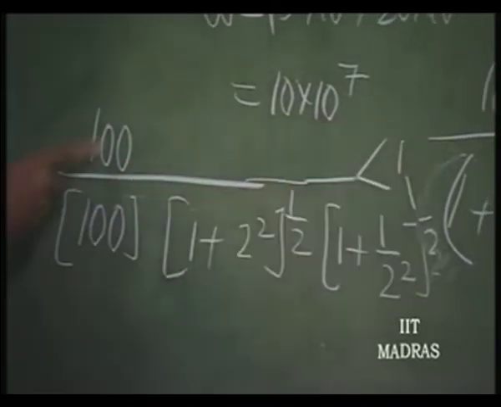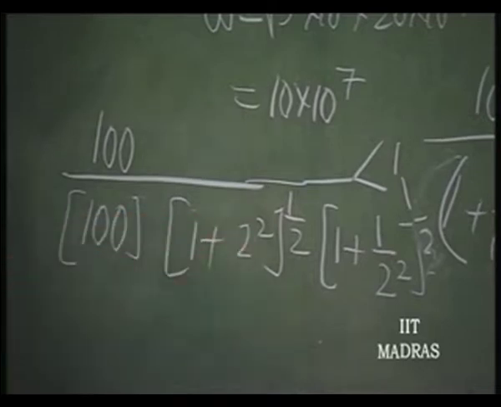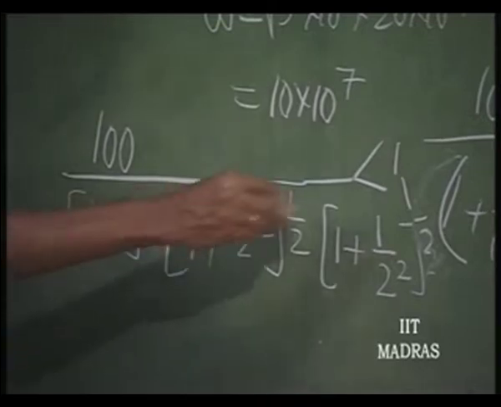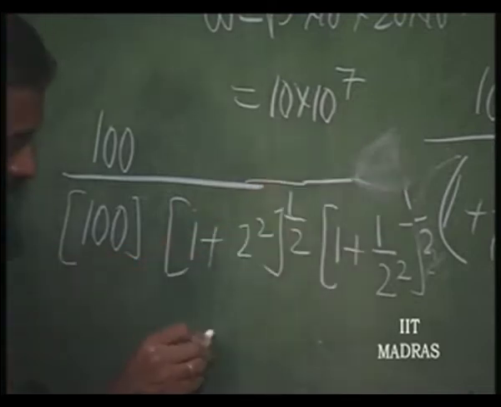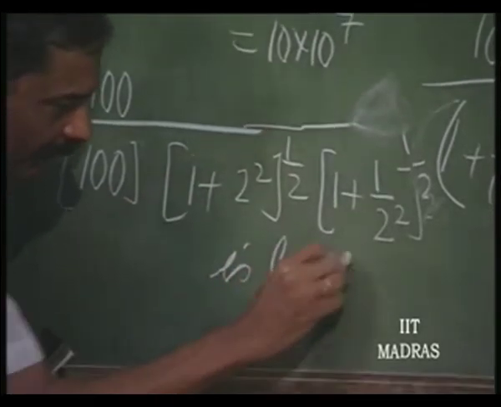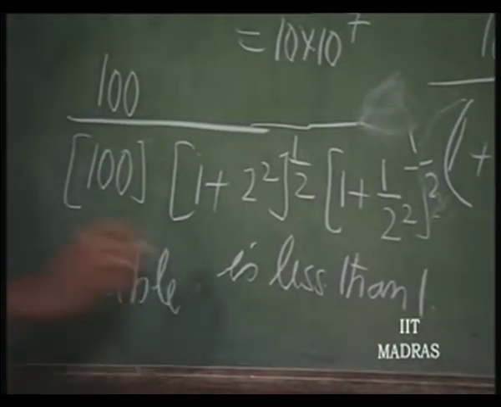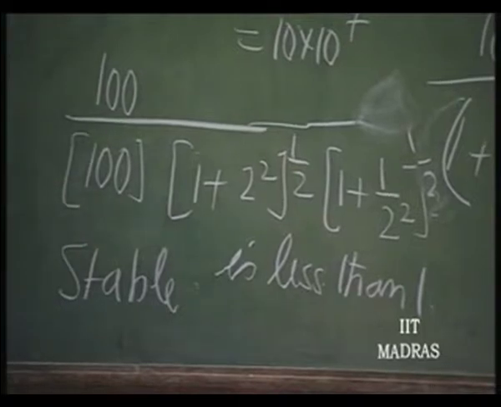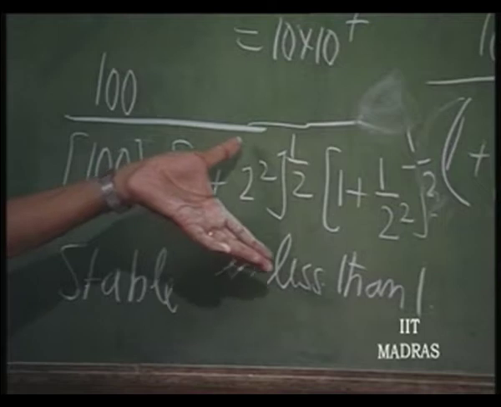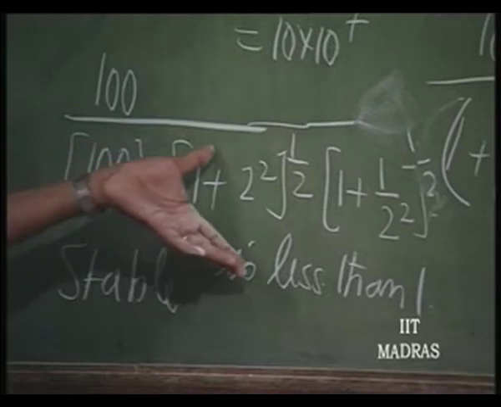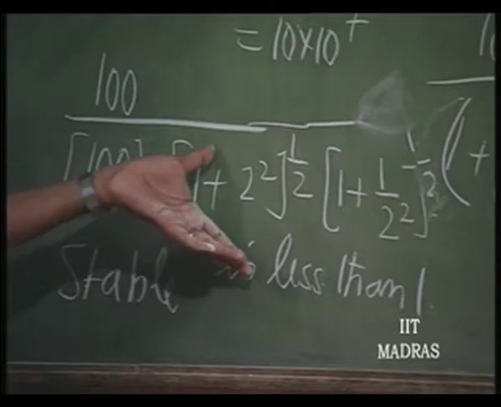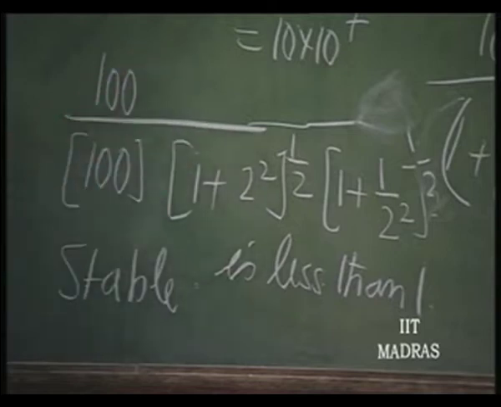We do not have to even calculate, because this is 100 by 100 and these factors are greater than 1. So, this is less than 1 and therefore stable. Earlier we saw that this was greater than 1, and it was therefore unstable, and now it is less than 1 and it is therefore perfectly stable, and therefore there is no problem.